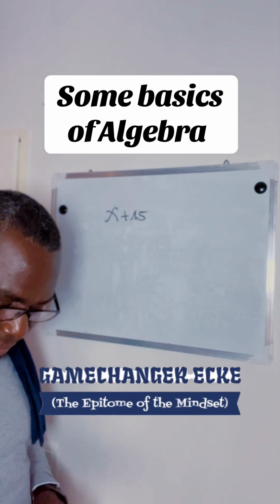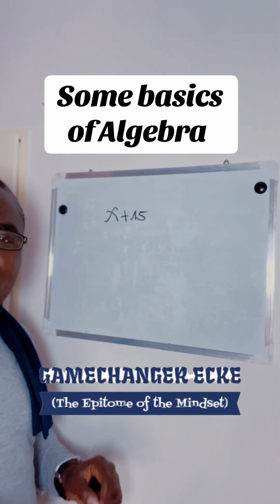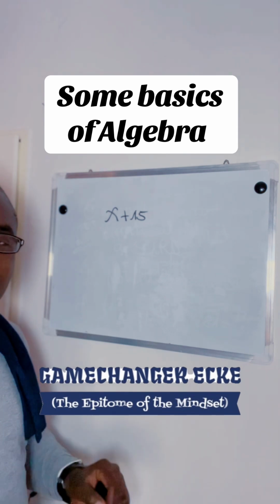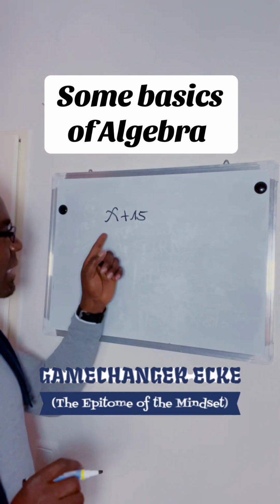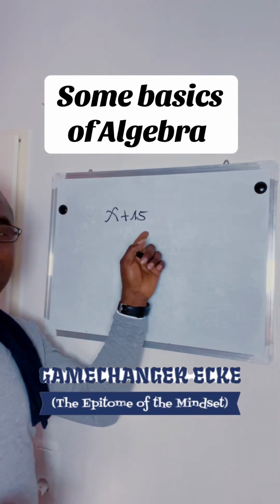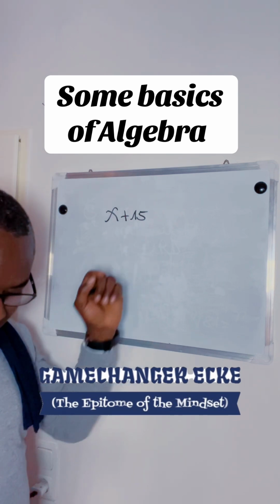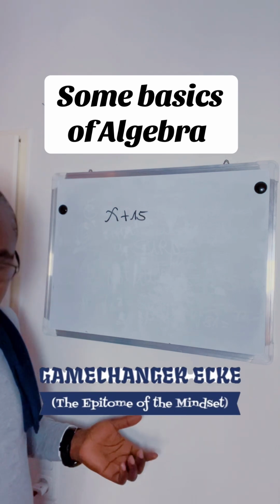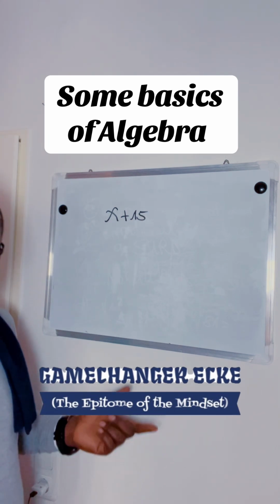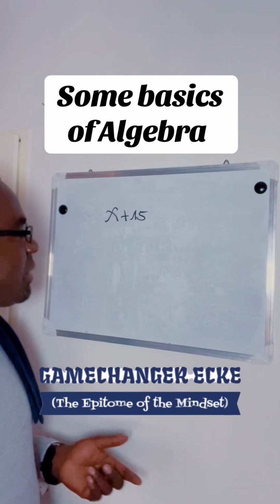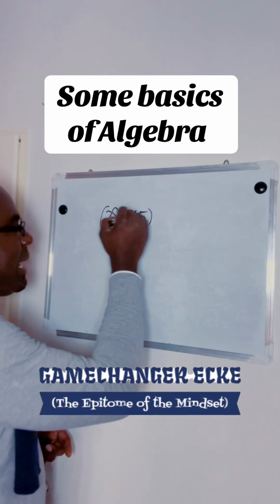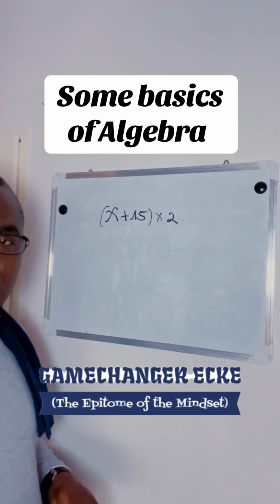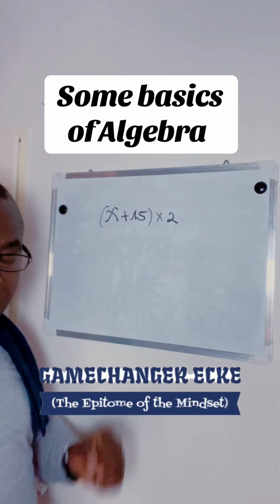You say X plus 15. They say add 15 to that number, and then they say double the result of that number. We don't know the result. How are we going to double the result? That's the question. We are going to double the result by multiplying this entity by 2.